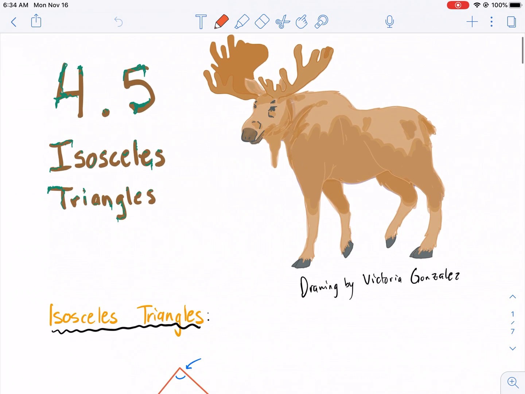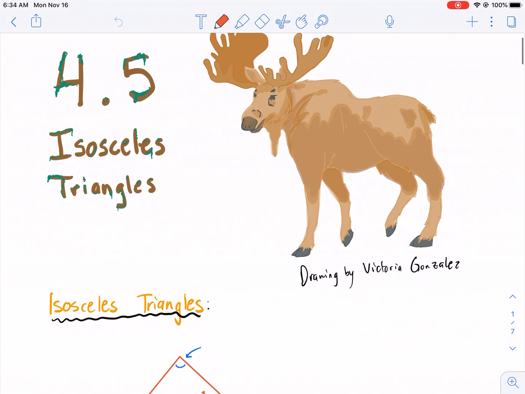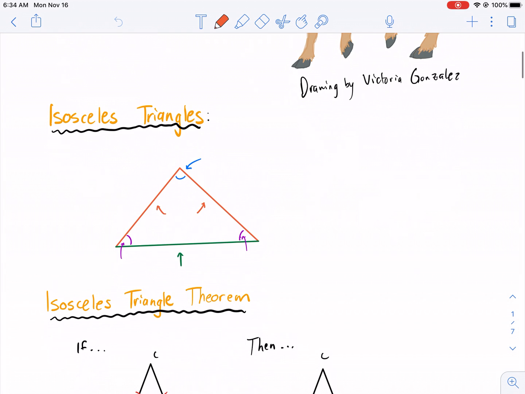So here, first off, recognition to one of my former students who drew this amazing picture. I just want to thank Victoria for that, so thank you, Victoria. Awesome moose.